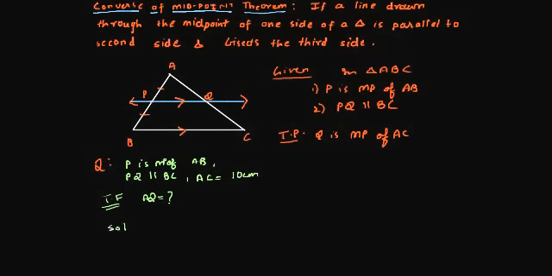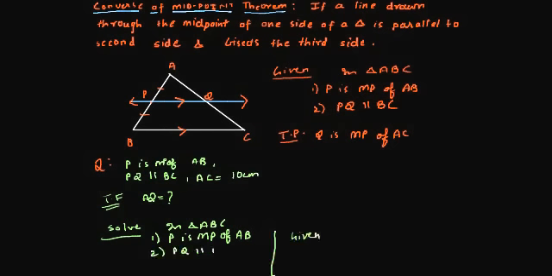Now how will you solve that? You have to present it in this way: in triangle ABC, P is midpoint of AB, given. PQ is parallel to BC, that is also given. So you can conclude from that Q is midpoint of AC, and you should put it under a box because it's an important statement, and the reason will be converse of midpoint theorem.